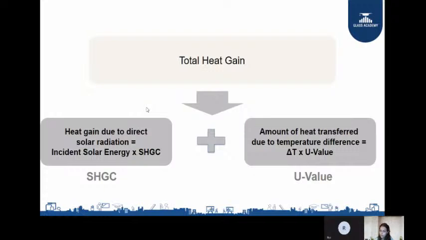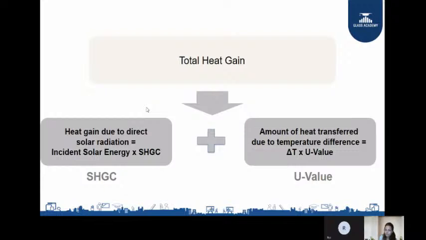Then we have the U value. The third parameter of the glass is U value. U value is what? You just have to remember the unit of U value, watt per square meter Kelvin. Then you can easily remember the definition of the U value. What does it indicate? Total amount of heat coming inside because of 1 degree temperature difference through 1 square meter of glass area. That is my U value.